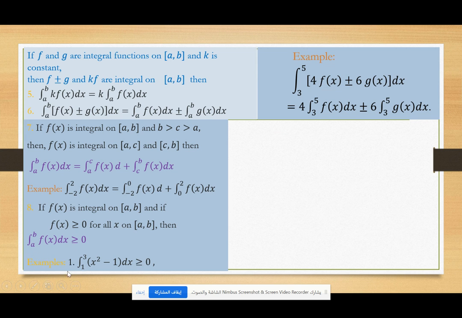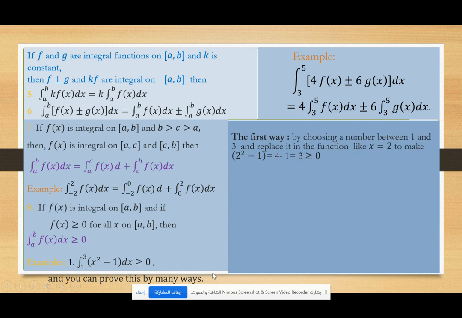Example: the integration from 1 to 3 of the function x squared minus 1 dx is greater than or equal to 0. You can prove it in many ways. For example, you can prove it by sketching the graph and seeing that this graph is above the x-axis, so its integration is positive. But we can explain it in many ways. Now, let me give you some ways.